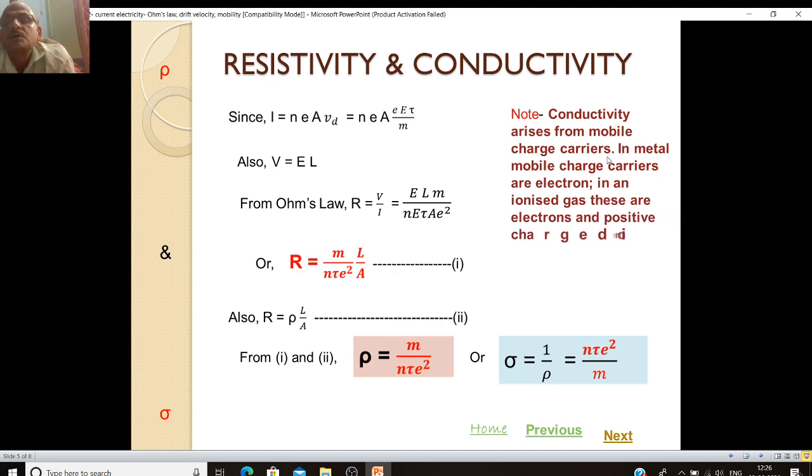Now in a conductor, especially metal, mobile charge carriers are electrons, while in an insulator, there is no charge carrier. In semiconductors, electrons and holes. In liquid, charge carriers are positive and negative ions.